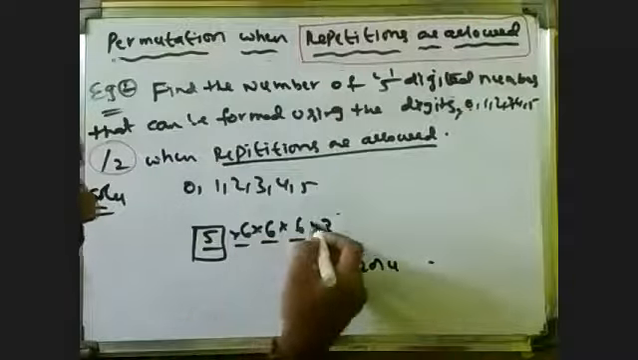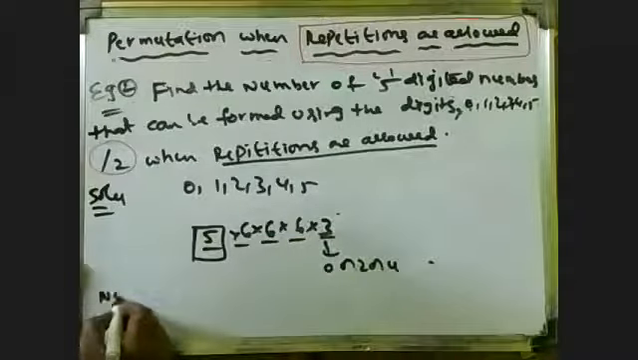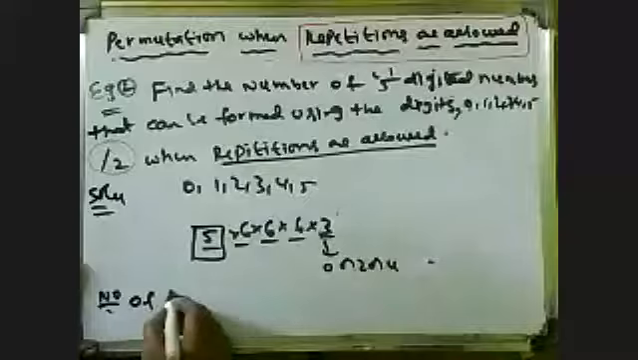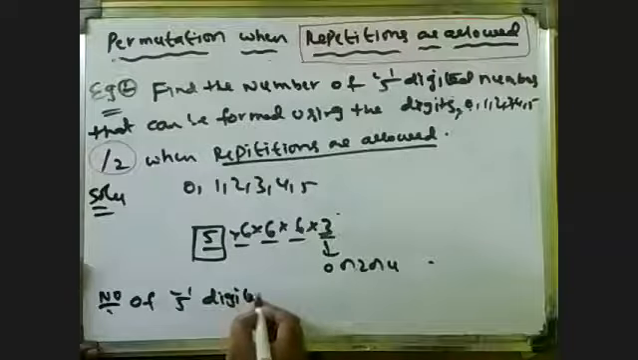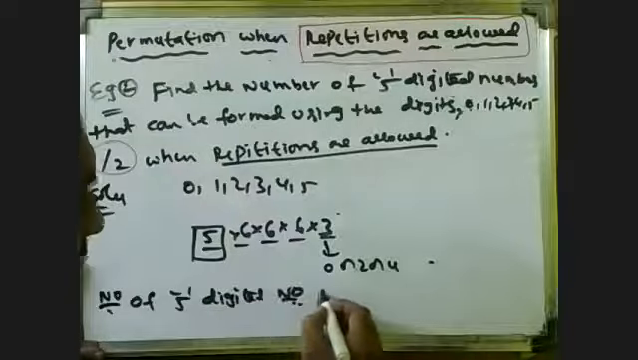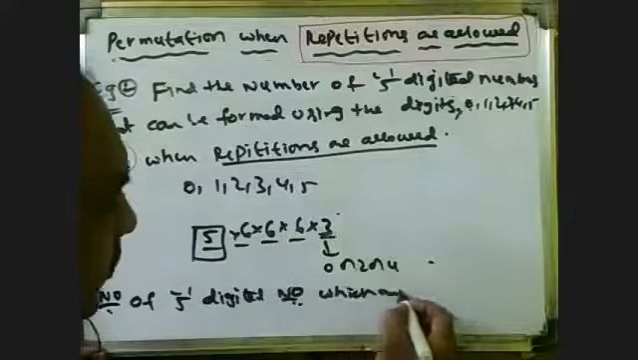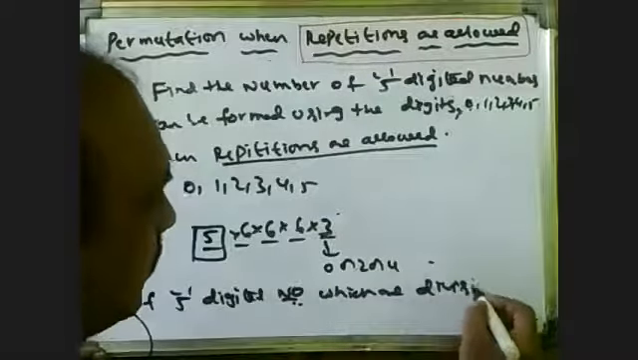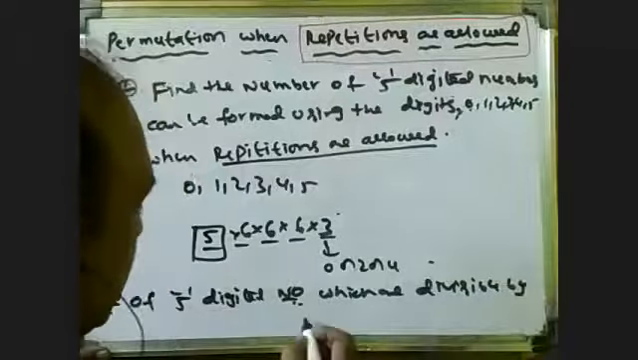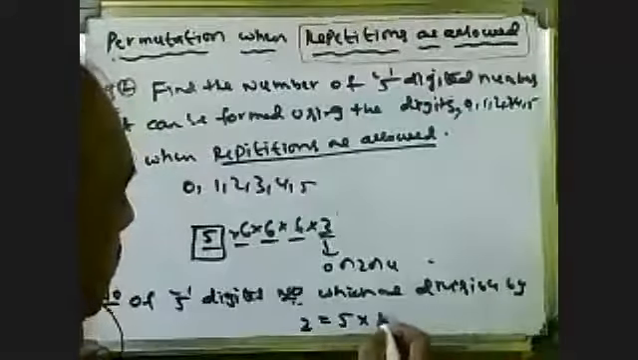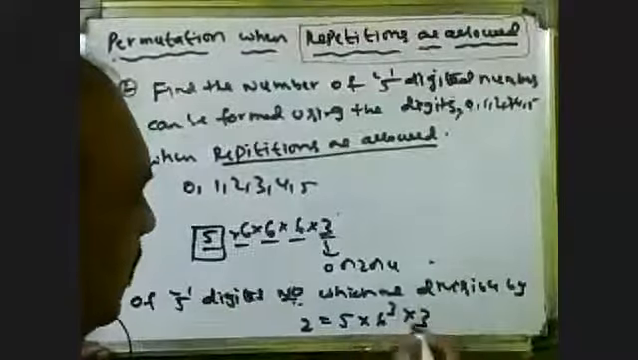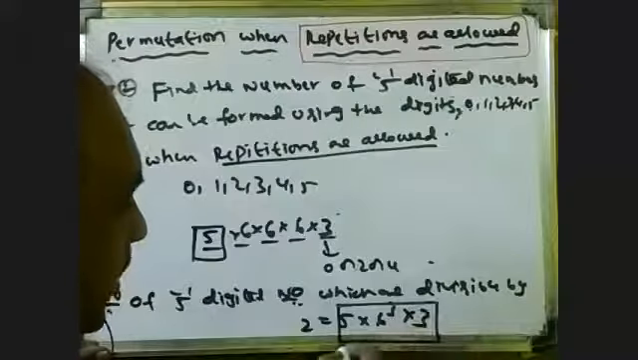Apply the fundamental principle. So the number of 5-digit numbers which are divisible by 2 is equal to 5 into 6 cube into 3. This many number of ways you can.